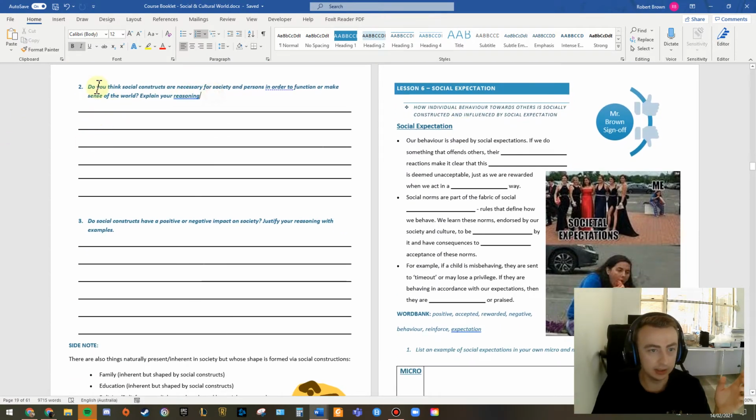Once you've done that, I've got question 2 and question 3. So question 2 is, do you think social constructs are necessary for society and persons in order to function or make sense of the world? Explain your reasoning. So here essentially it's just a do you think. So again, there's no right or wrong answer.